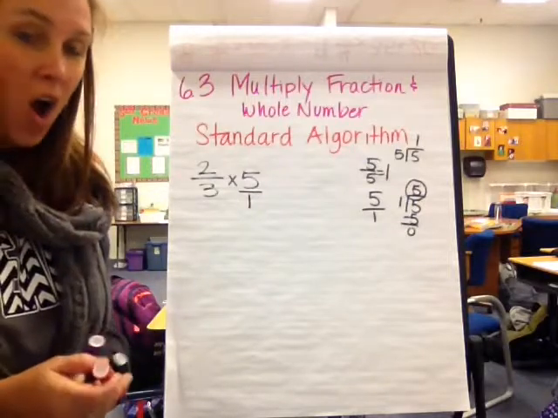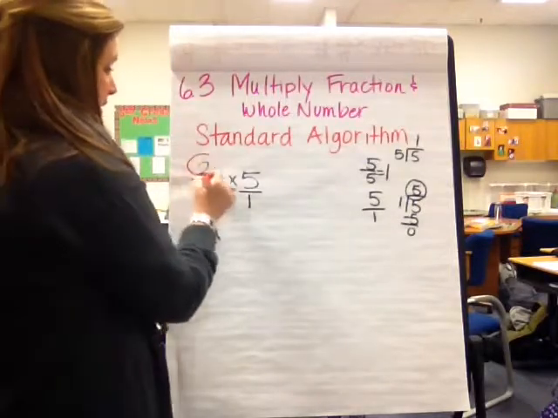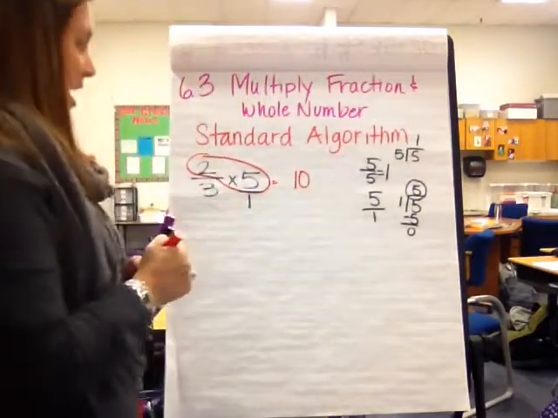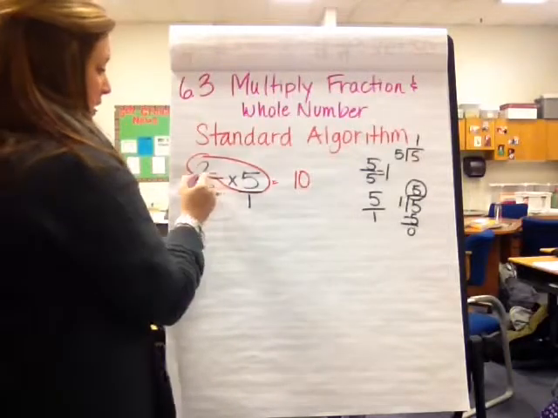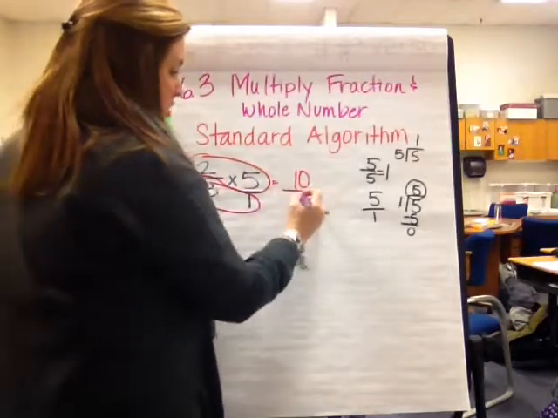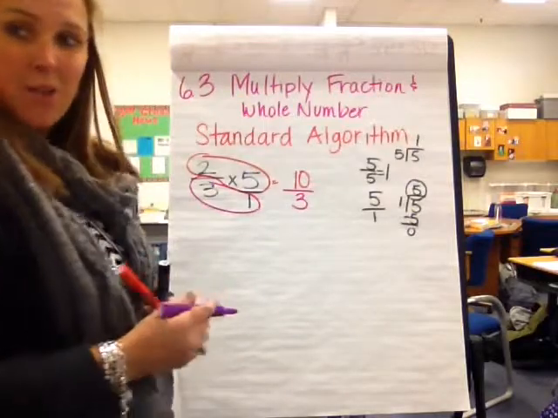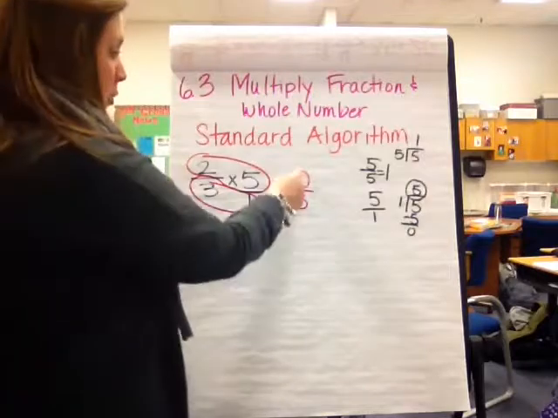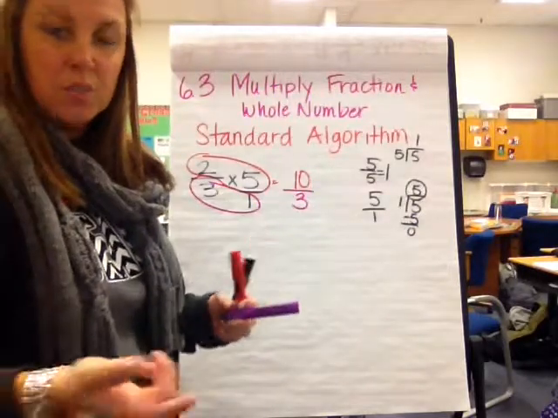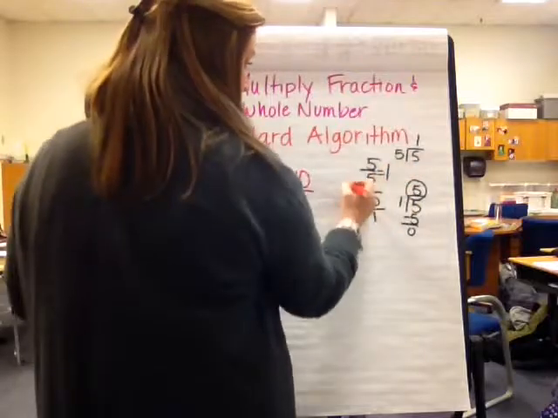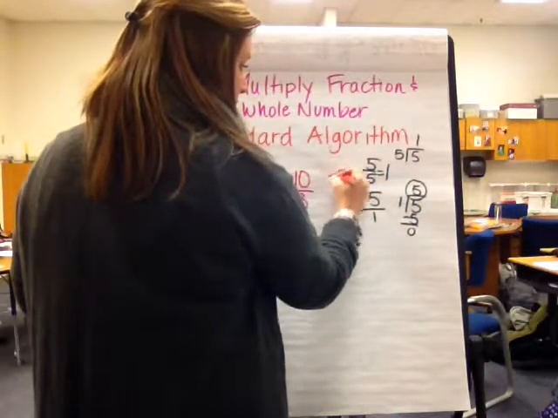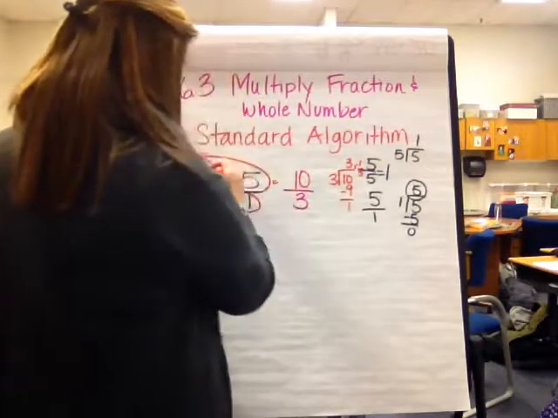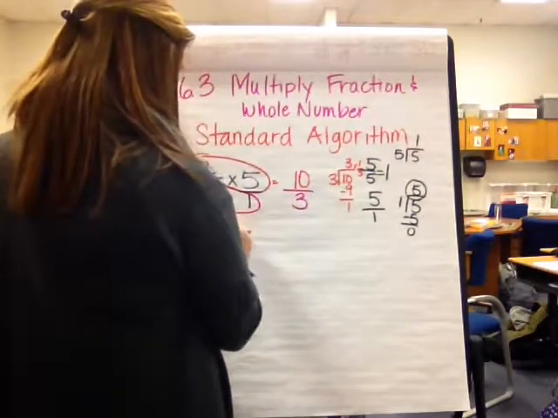Now guess what? All you do is you multiply the numerator times the numerator, which is 10, and then you multiply the denominator times the denominator, which is 3. That's it. Numerator times numerator, denominator times denominator. Okay? But I can't leave that there. So what do I do? I divide, just like we did here. 10 divided by 3. So 2/3 times 5 over 1 is 3 1/3.